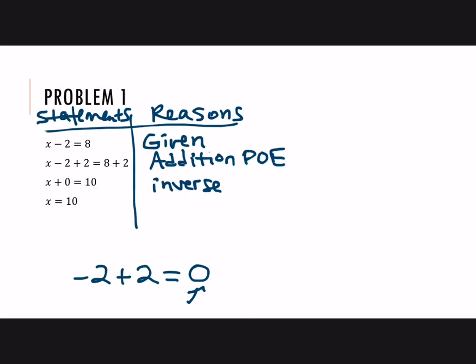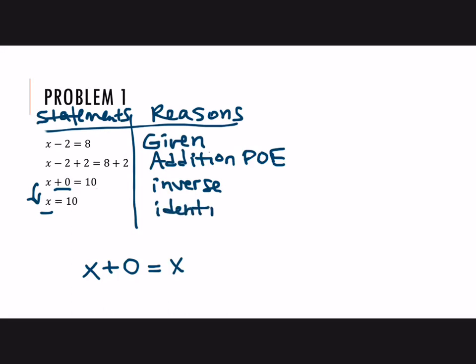Okay, and then the next one, I need to explain why x plus 0 equals 10 is an equivalent equation to x equals 10. Alright, well the part that's different, I see a +0 here, and I don't see that there. Right, so I need a property that explains why x plus 0 is the same thing as x. Alright, you may recognize that one as well. That's the identity property. Anything plus 0 just equals itself. Okay, so that's it. We have given reasons for all of the steps for this problem.